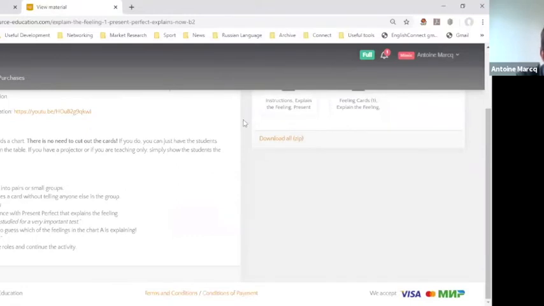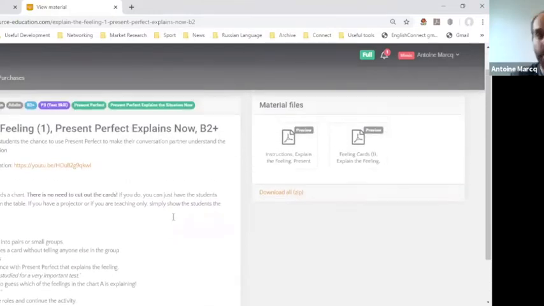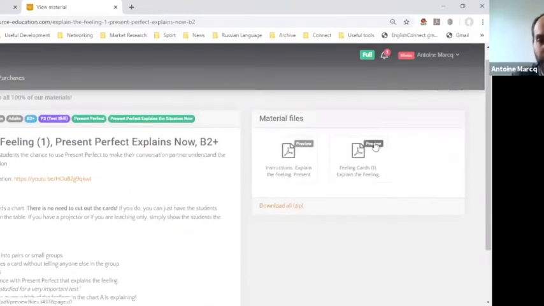So look at the procedure. Put the students in pairs or in small groups. Student A chooses a card without telling anyone else in the group. For example, nervous. A makes a sentence with present perfect that explains the feeling. I haven't studied for a very important test. Partners try to guess which of the feelings in the chart A is explaining. Once they guess, of course, you move on to the next one.